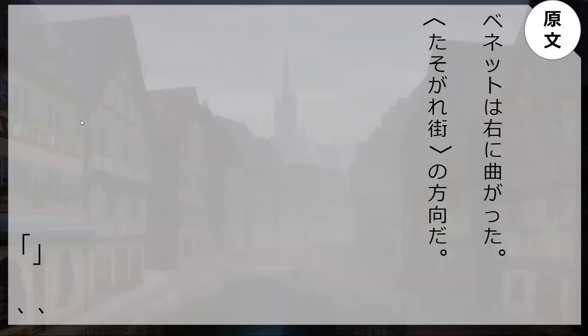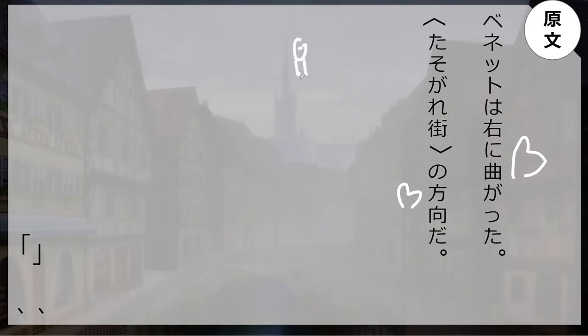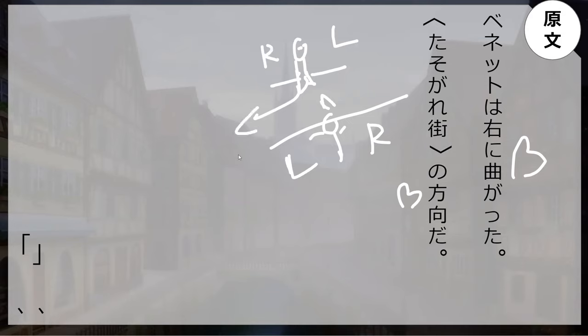Benet wa migi ni magatta. Benet turns right. Tatsugare gai no hōkō da. The direction of Tatsugare district. Right. So right here, they stepped up onto the bridge, and he's like, which direction will I go? Will I go right or left? This would be Benet's right or left, because this would be my left and right. So I'm facing this way. So he goes this way. Or Tatsugare no gai.